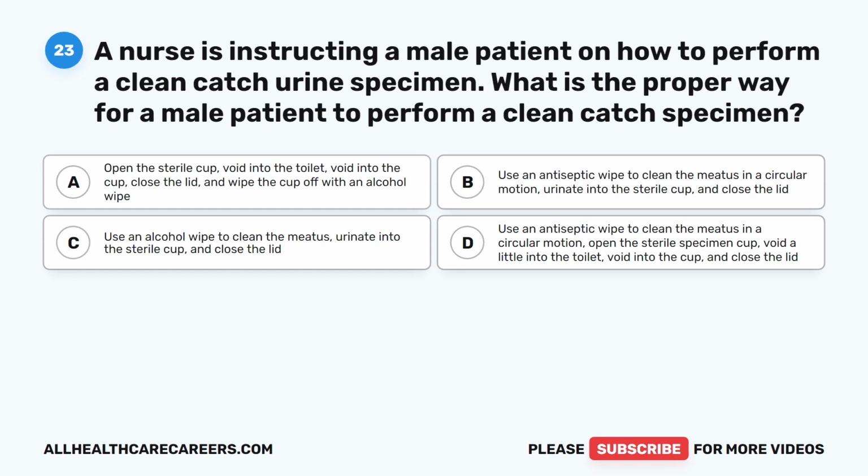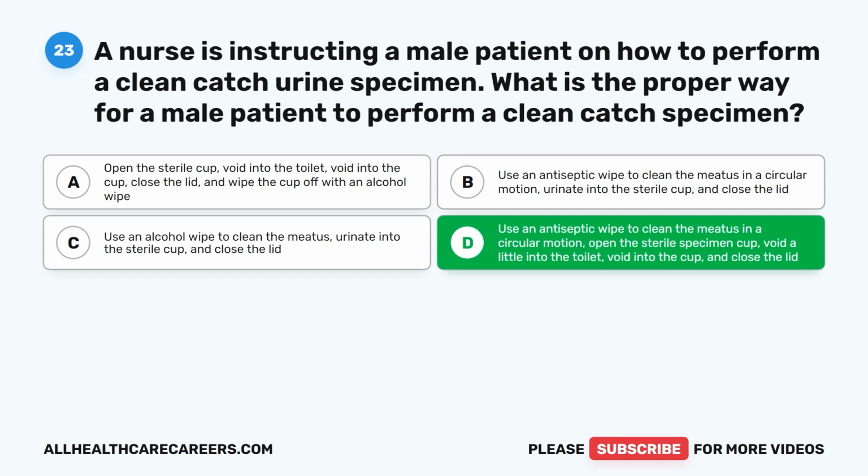D. Use an antiseptic wipe to clean the meatus in a circular motion, open the sterile specimen cup, void a little into the toilet, void into the cup, and close the lid. The correct answer is D.